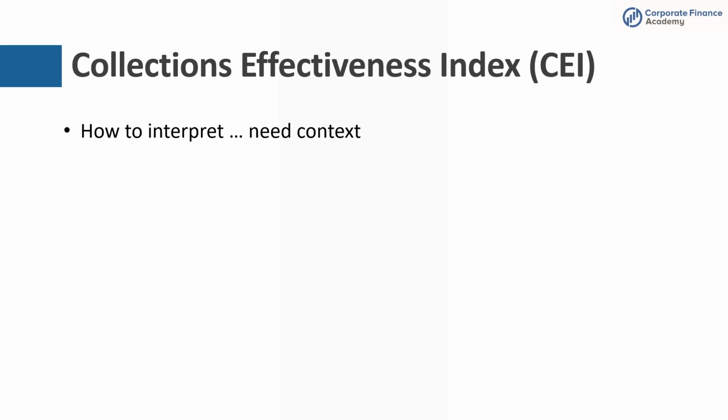Again, kind of a broken record, but you need context. Higher equals better. Trending, context, data segmentation. So what's your trend? Is your CEI getting better each month or worse? Are you going in the right direction? Context, what are your terms? What's your underwriting look like? Are you extending credit to the right customers?